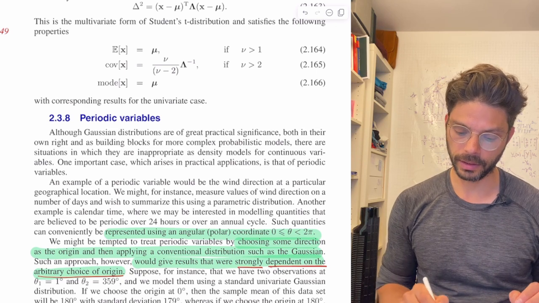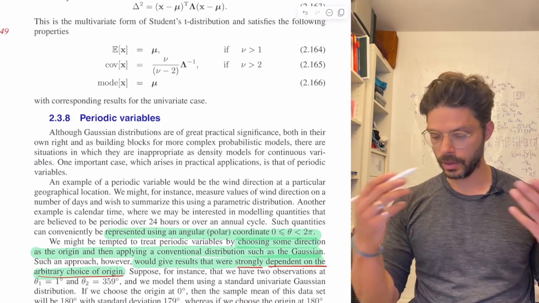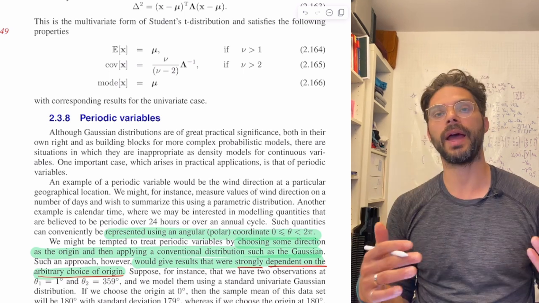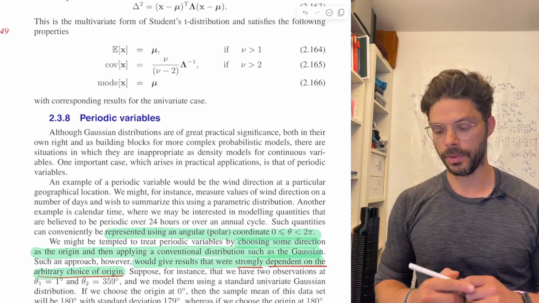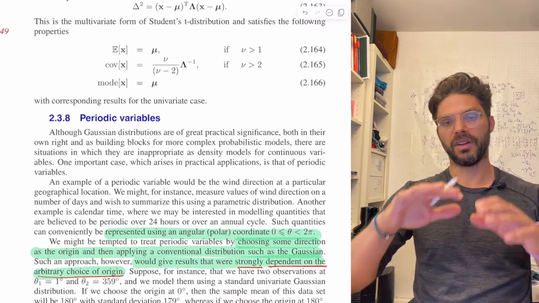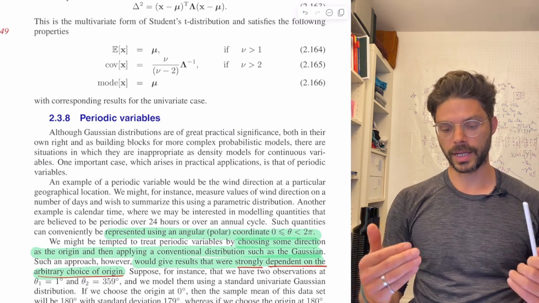Another one might be calendar time, or time over 24 hours, or over annual cycles. You want to see at what part of the day, for example, people are most active, or how their activity varies with time in the day. Those types of variables have this cyclical property, and then we need to treat them differently. So that's what this section is about.